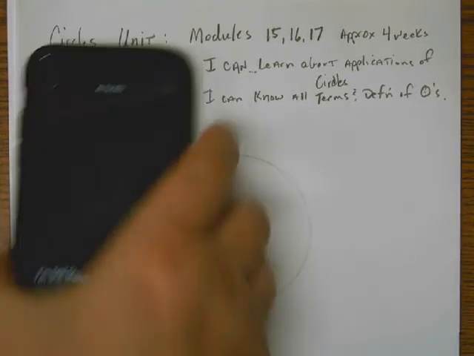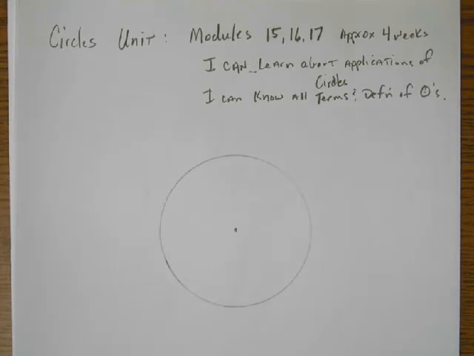Okay, let's get started here. There's a circle that I've drawn with a compass. Modules 15, 16, 17 is what we're going to discuss. A couple I can statements: you're going to learn about the applications of circles, so you'll see it all over as we go through this. You're also going to know all the terms and definitions for circles. We're going to do more artwork with circles probably towards the end of this week, I think, is when we'll get to it. And all right, let's go.